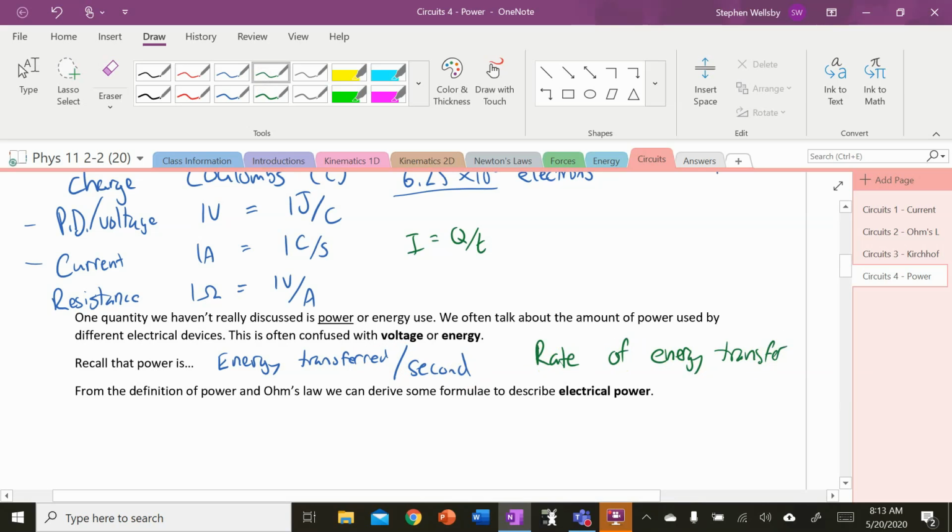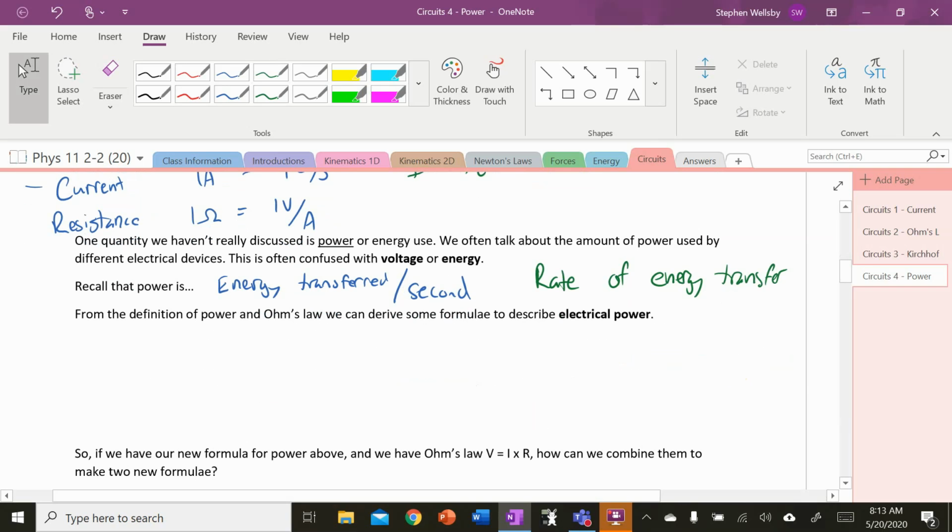Is it transferring from one thing to another, or is it transferring from one form to another? And how quickly is it doing that? So from our definition of power, and from Ohm's law, we can derive some formulae to describe electrical power.